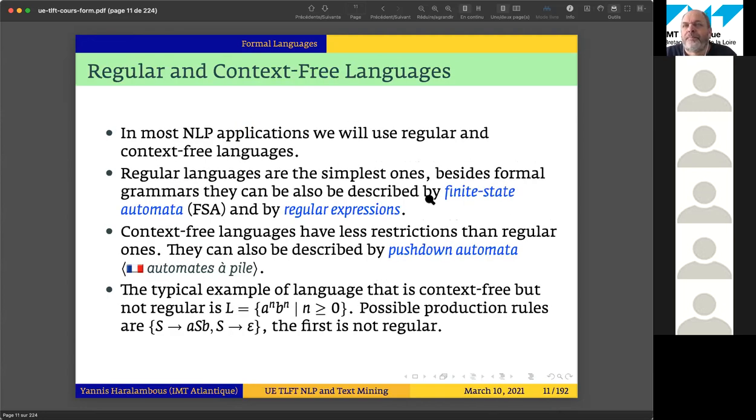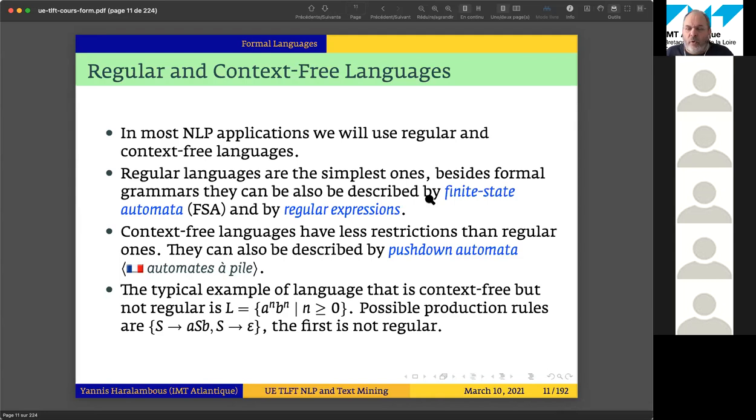Okay, and then we saw the simplest kind of languages called regular languages, and three tools for describing them, namely finite state automata, regular expressions, and of course formal grammars. Then we saw context-free languages, which are a bit more complex than the regular languages, and we have not the equivalent of regular expressions, but we have the equivalent of finite state automata. They are called pushdown automata. And then we even saw an example of a context-sensitive language, which we have described by a formal grammar.